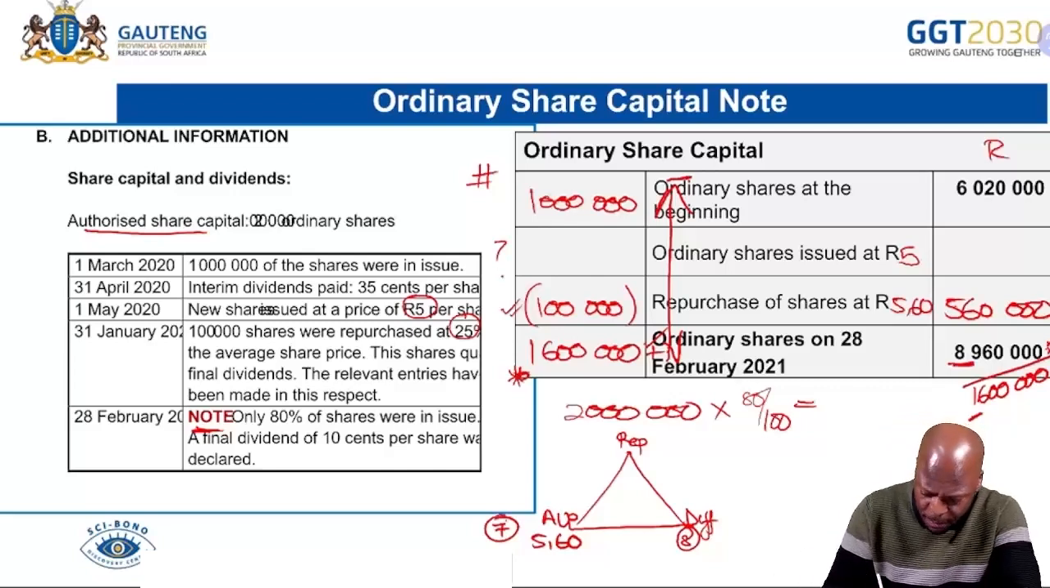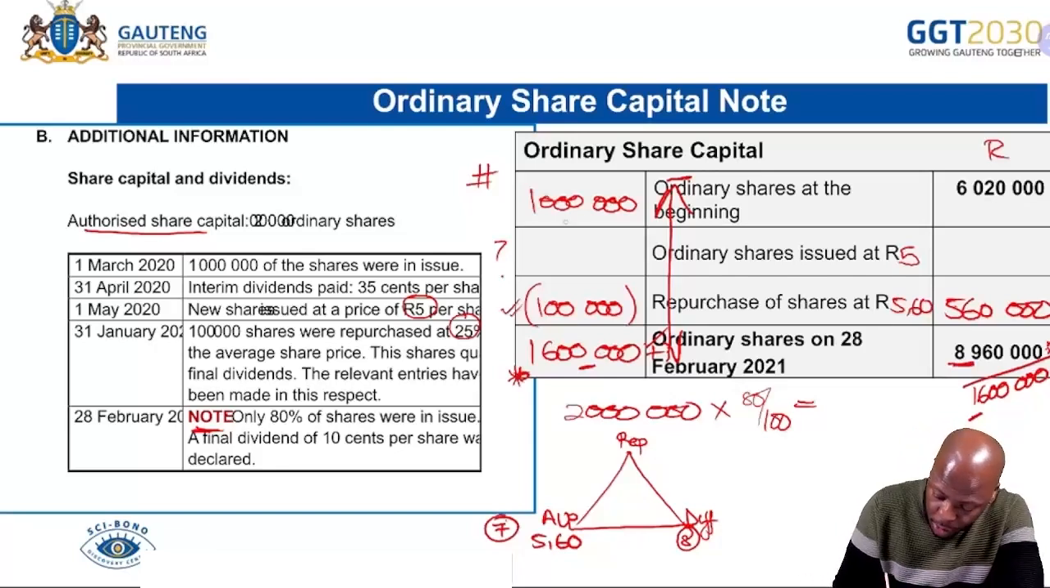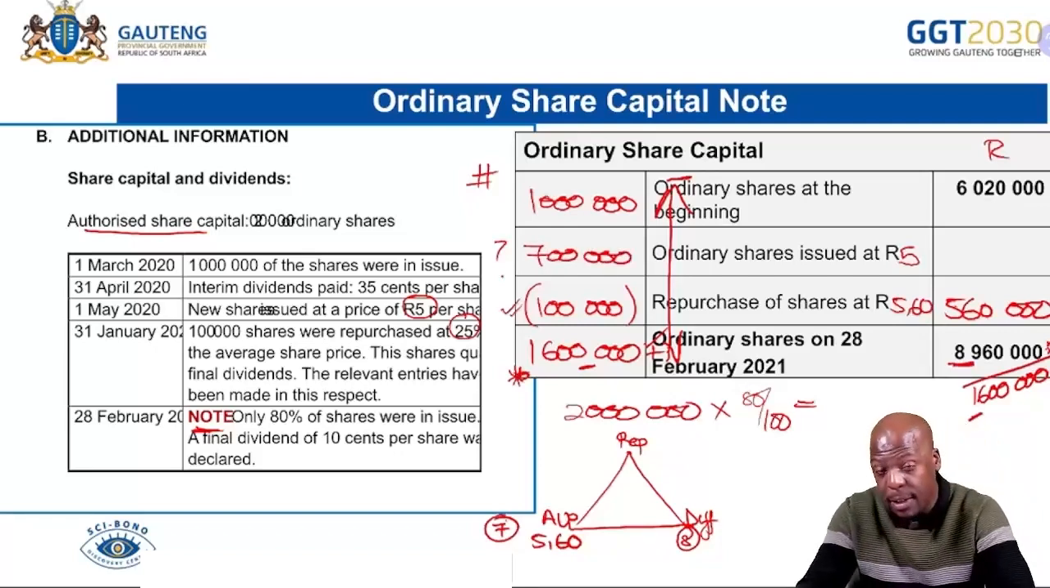So you're going to say 1.6 million here, and then you go up. So it's a minus, which becomes a plus. So it's going to be 1.6 million plus the 100,000. Are you still with me? And then minus the 1 million. You're going to end up here with 700,000.